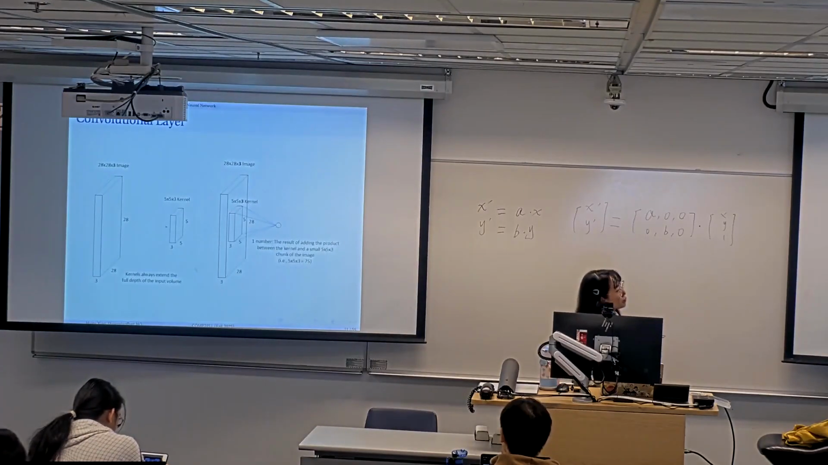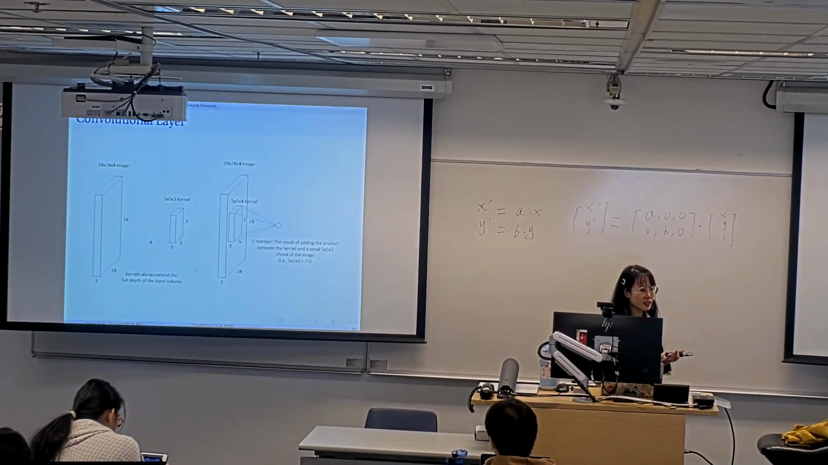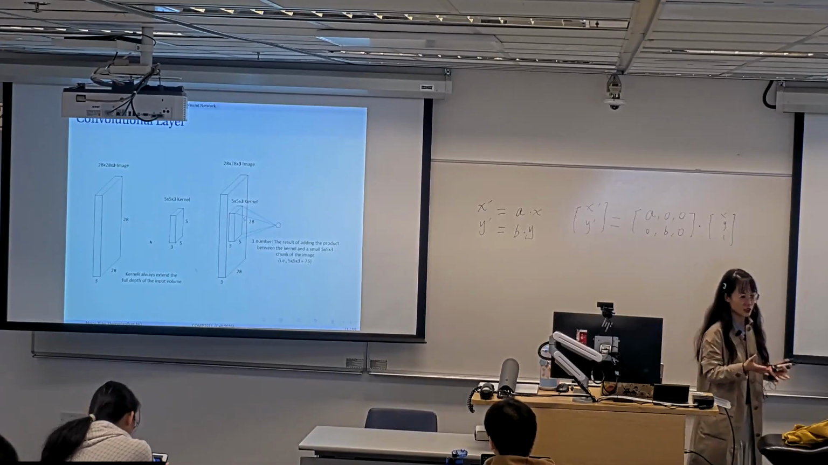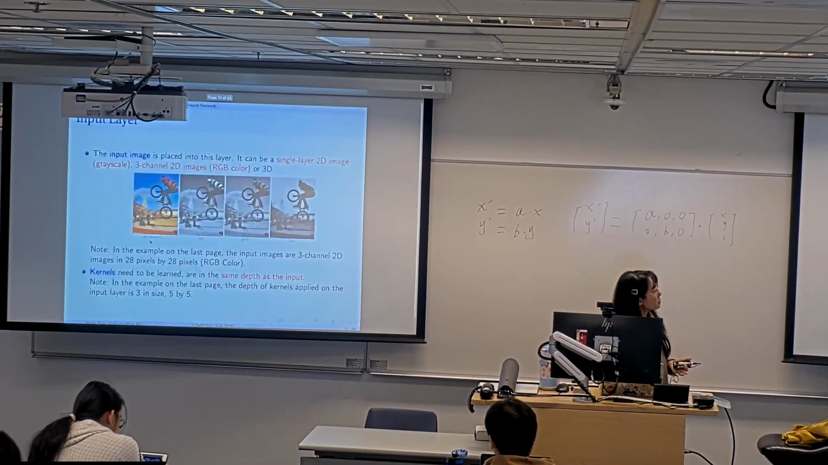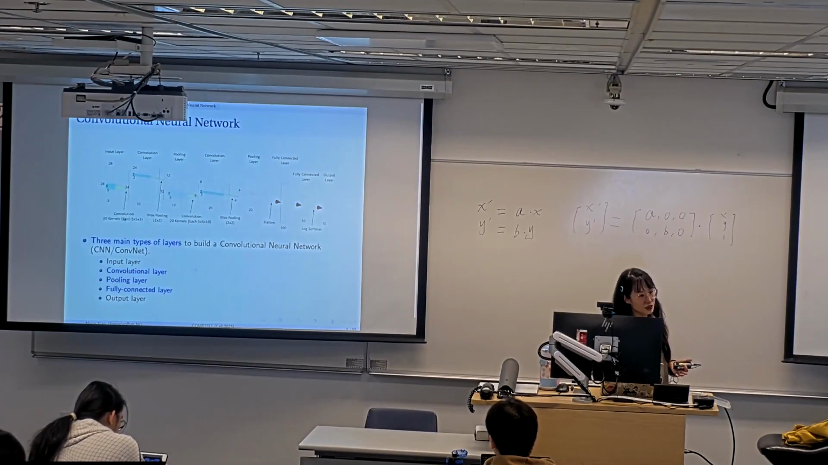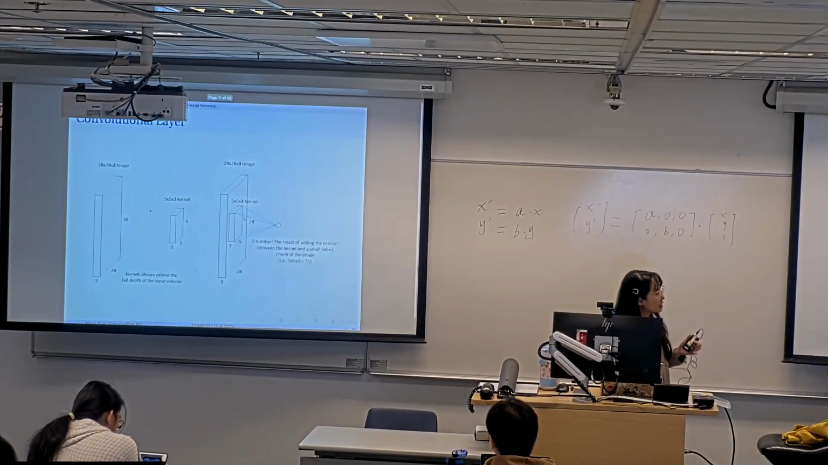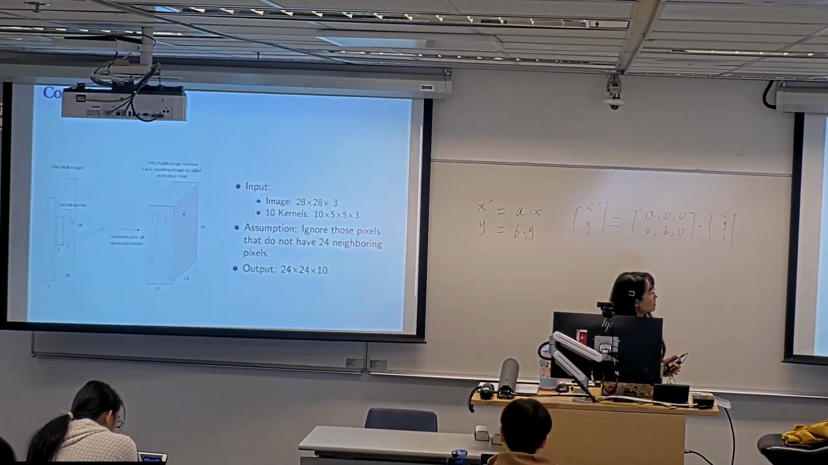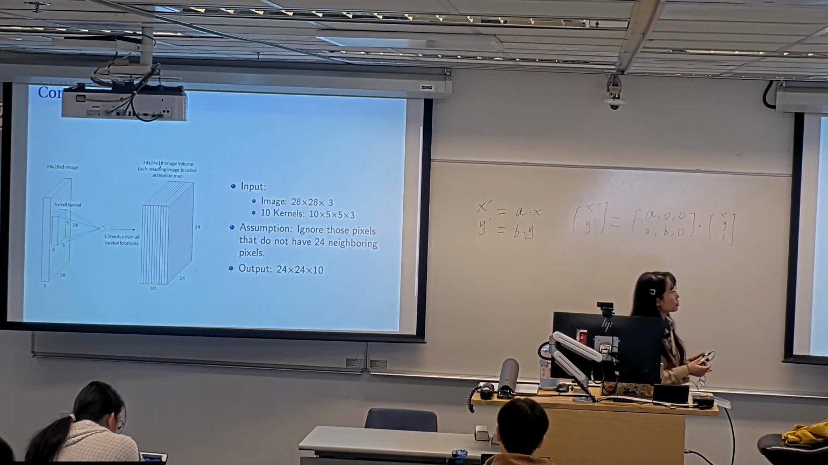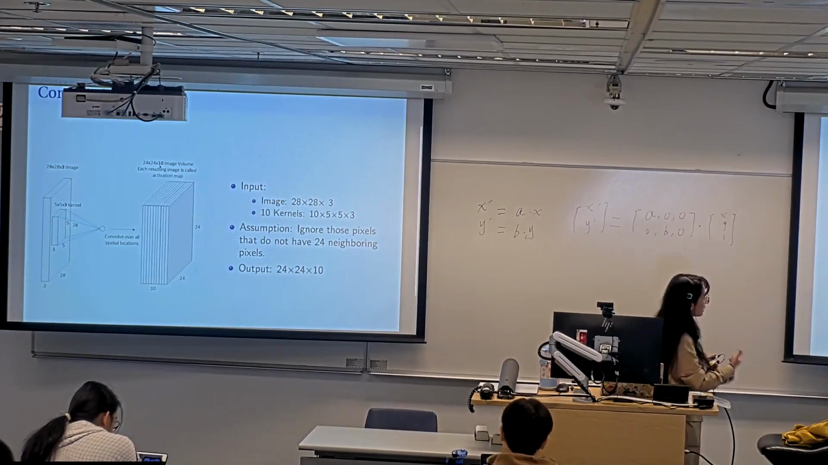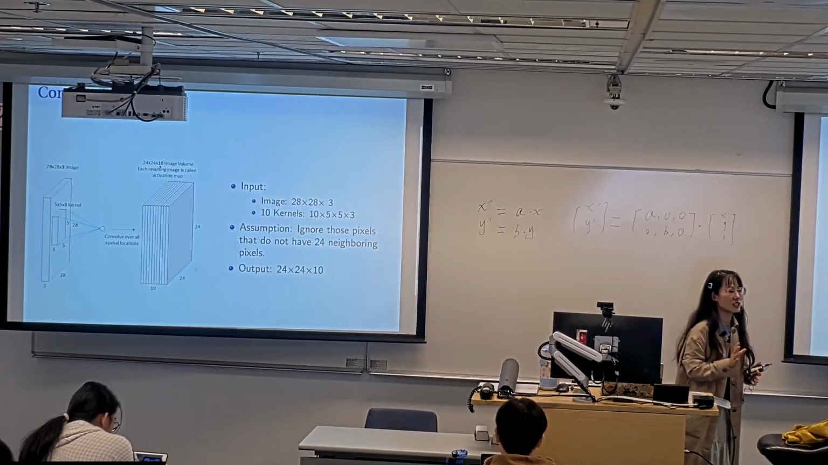Because this is only for one kernel. For one kernel, you do such a convolution, and you will apply multiple kernels. Like in the image here, we applied 10 kernels. So that means at the end, you will have a depth of 10 in the output, like this. So the final output of this convolution layer will be a 24 by 24 by 10 image volume. Each resulting image is called an activation map.